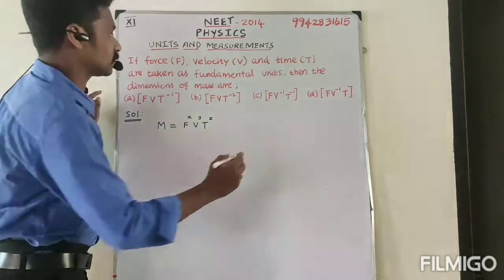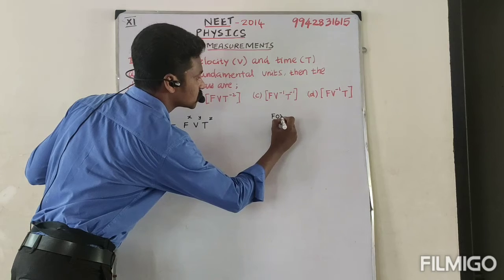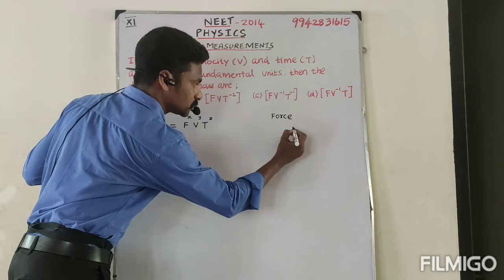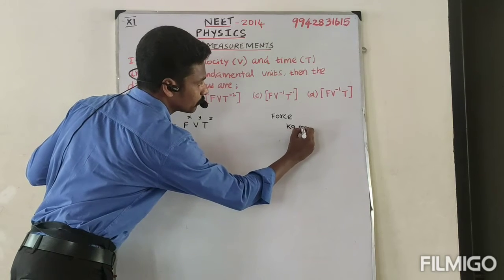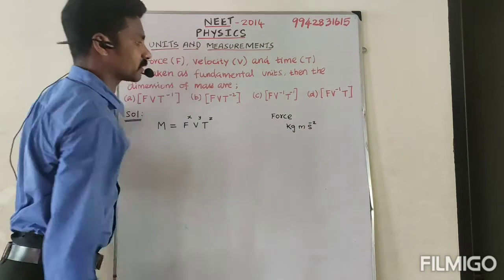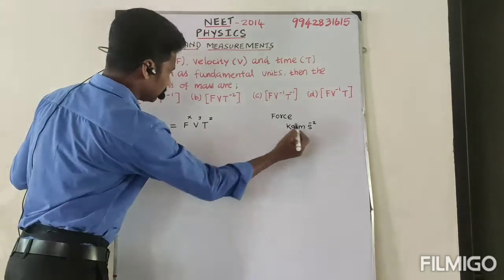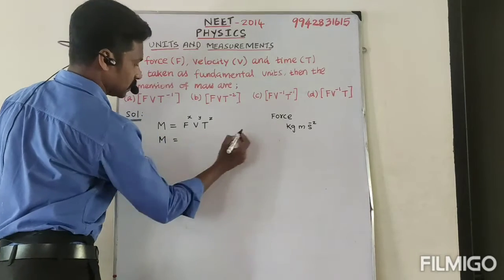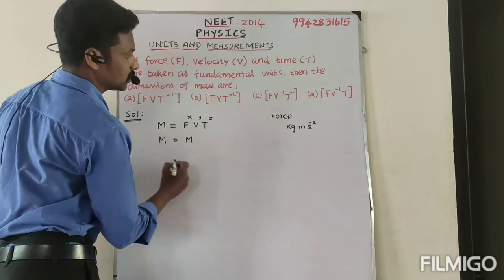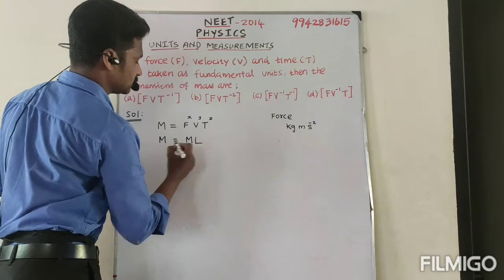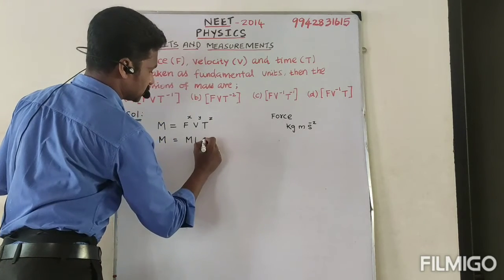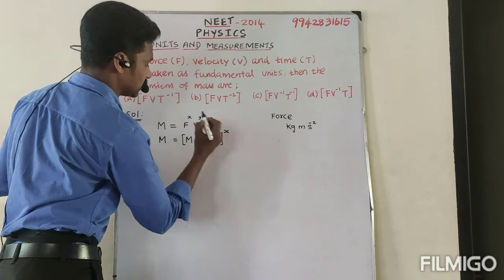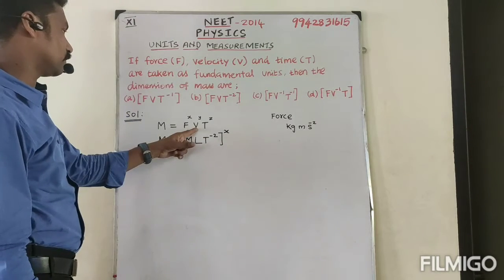So first I take force. Force unit is Newton, or kilogram meter per second square. That relevant dimension formula I can write here. M is equal to the force value: kilogram is nothing but mass, meter is nothing but length, second square is T power minus 2. Then the power is x.